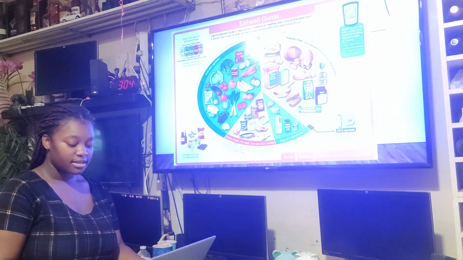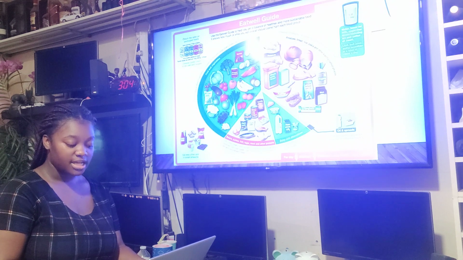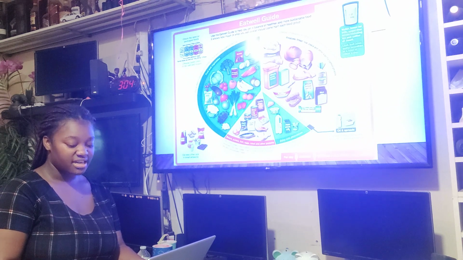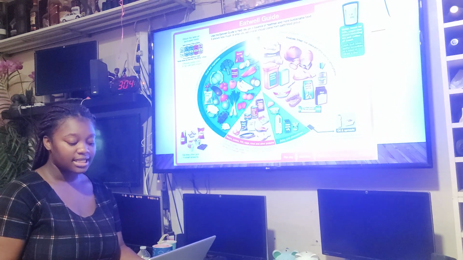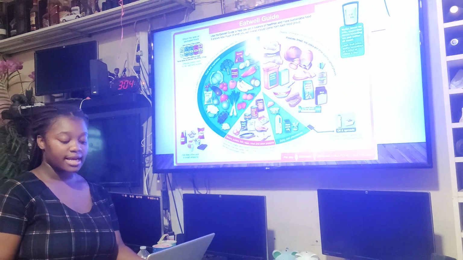Group 5, this is the small group, which is oils and spreads. These sources are all saturated fats such as butter, vegetable oil, coconut oil, cheese spreads, and others. We must aim to drink at least 6 to 8 glasses of water to be able to maintain a healthy, balanced diet.